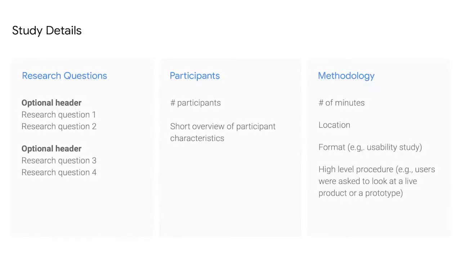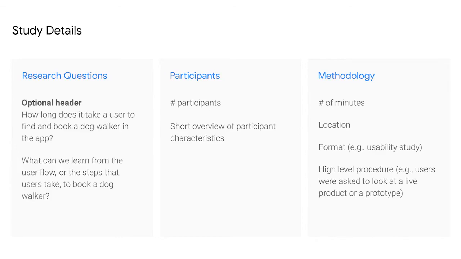I'm going to refer to my research plan again to complete this slide quickly. I'll start by updating the first column with our two research questions. How long does it take a user to find and book a dog walker in the app? And what can we learn from the user flow or the steps that users take to book a dog walker? We only have two research questions, so I'm going to delete the optional headers.